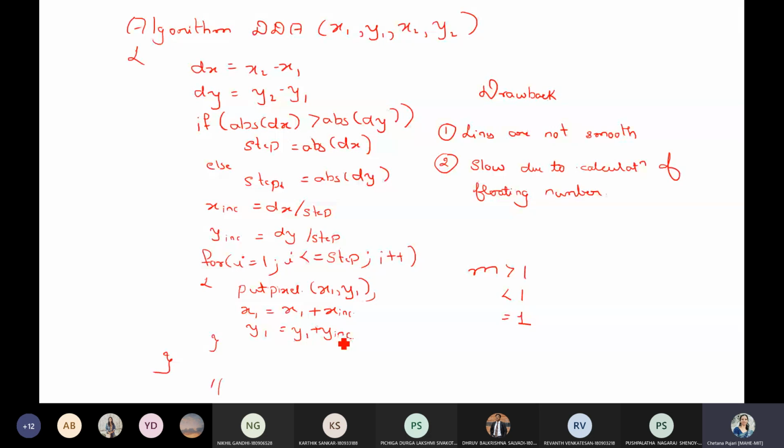Till what condition? Till you reach your x2, y2. And in order to reach x2, y2, how many steps do you need? That you have calculated over here, so it is used as the condition for your for loop. Depending on the maximum number of steps required to reach from the starting point to the end point, you go through this loop and plot the pixels.